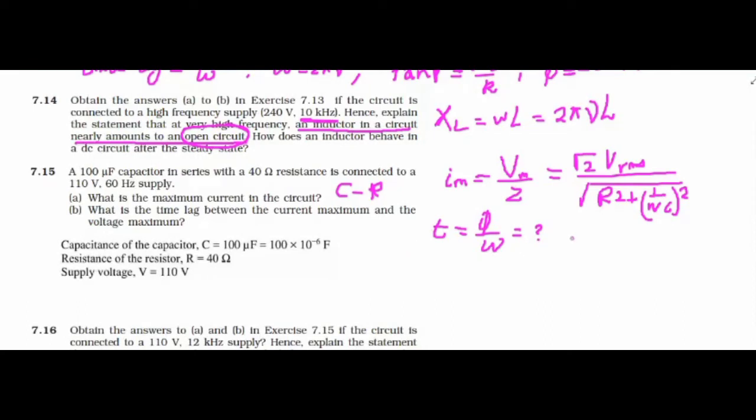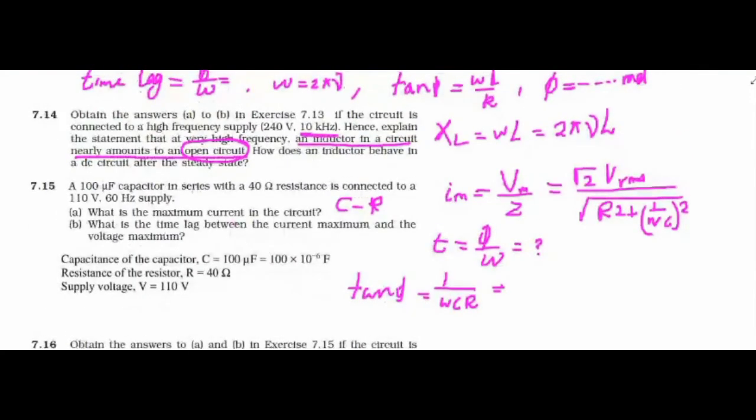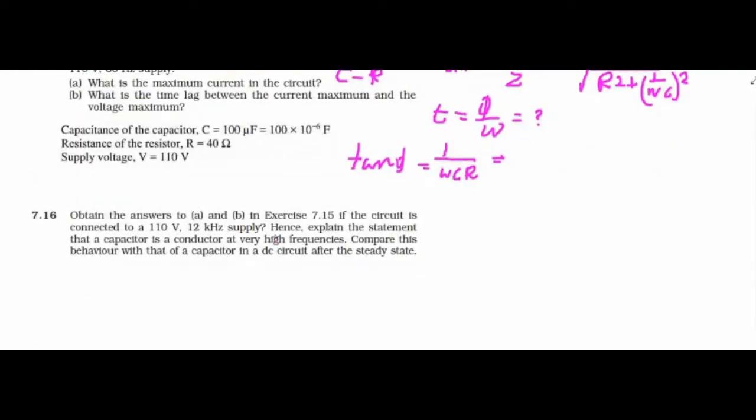And here the tan phi value is also different. You know that tan phi is equal to 1 by omega C R. Tan phi is equal to 1 by omega C R. Then again here also phi you have to calculate in radian and substitute there. Then question 16 is again the same as question 14. Here also, instead of 50 hertz, you have to use a source frequency of 12 kilohertz.